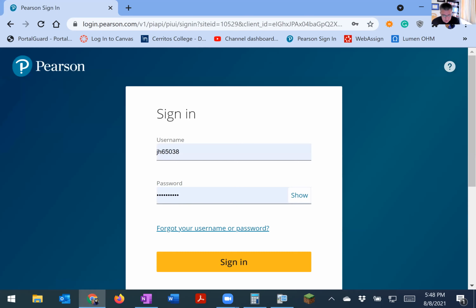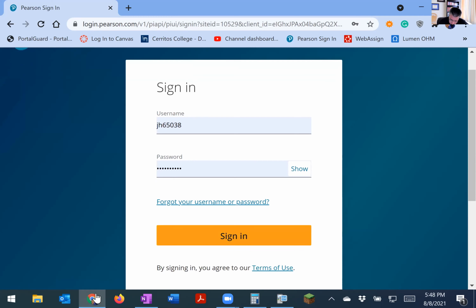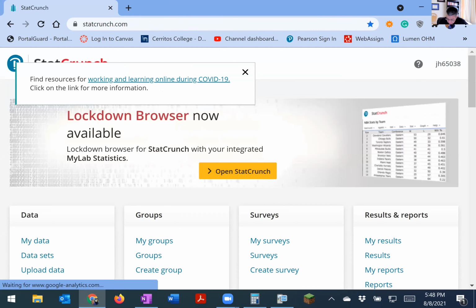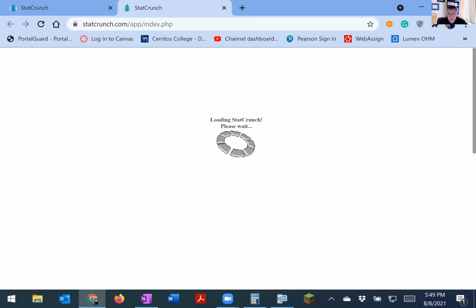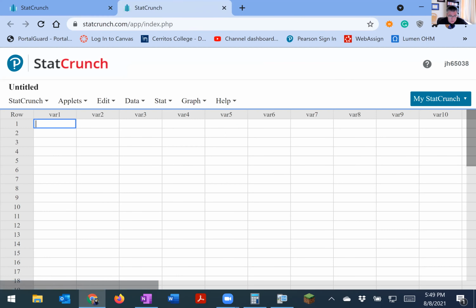Okay, so if you want StatCrunch, you can purchase this. I think it's about $15. You'll need either StatCrunch or a calculator that does statistics. So StatCrunch is the cheaper way to go, unless you already have a calculator. Okay, so sign in. Now I'm signed in, and I'm going to go to open StatCrunch, and it's going to open StatCrunch for me.